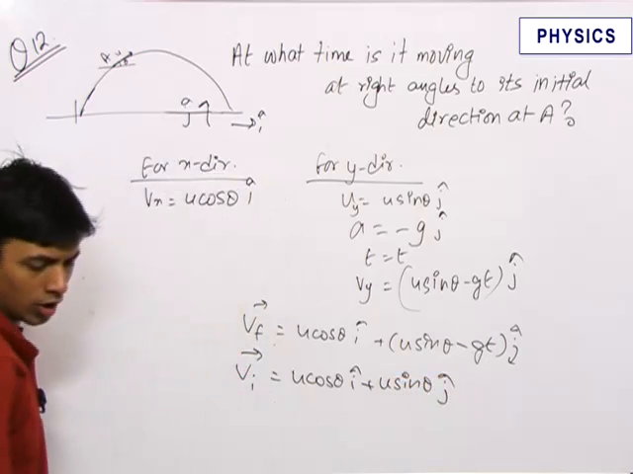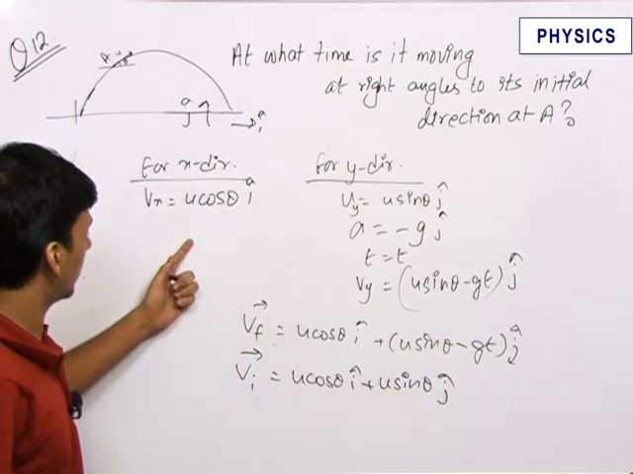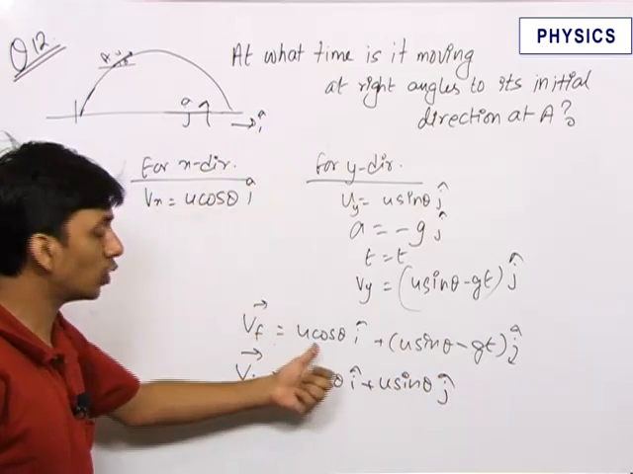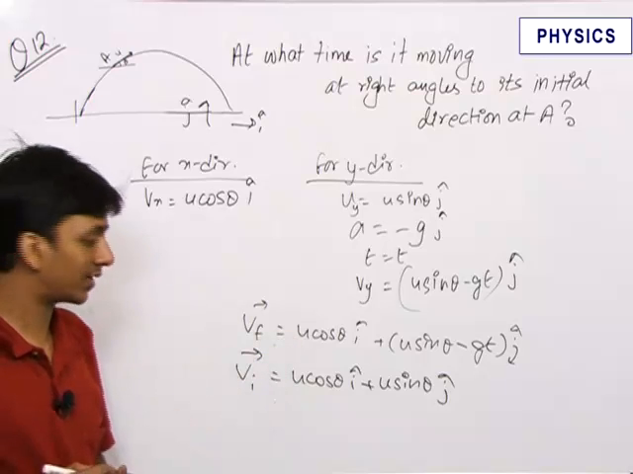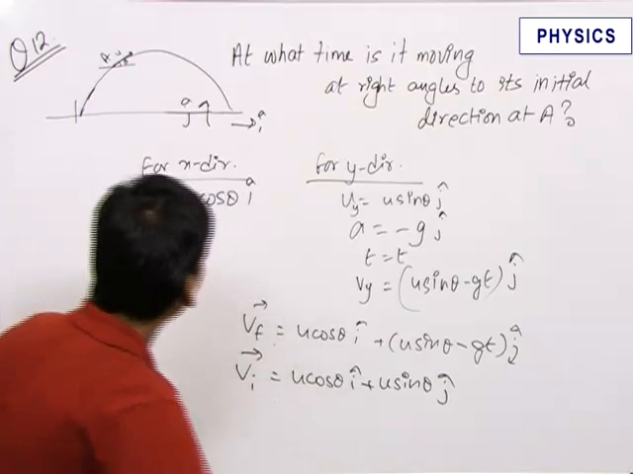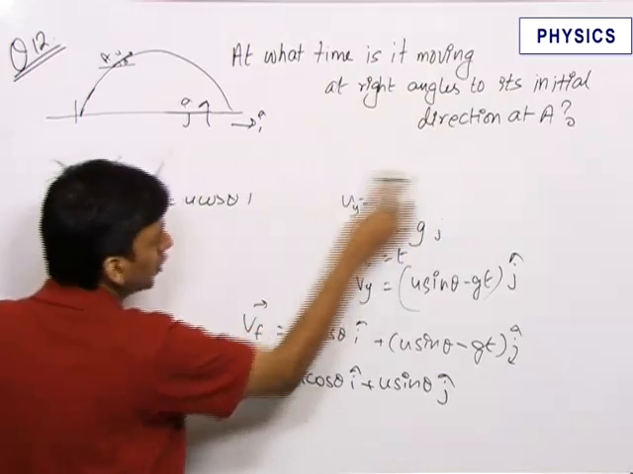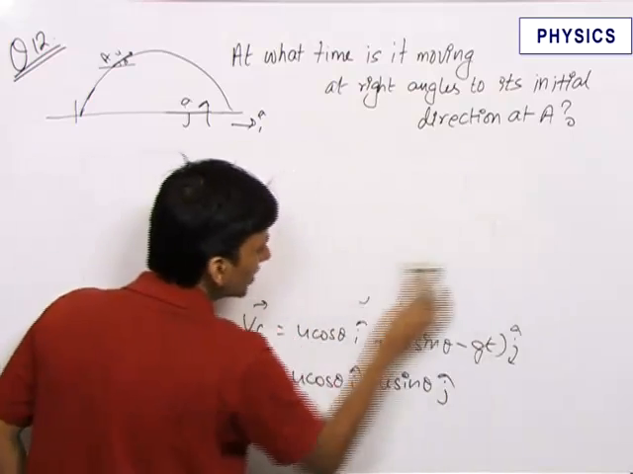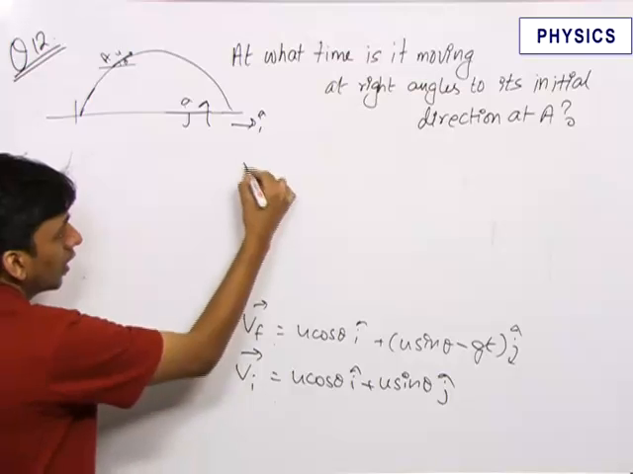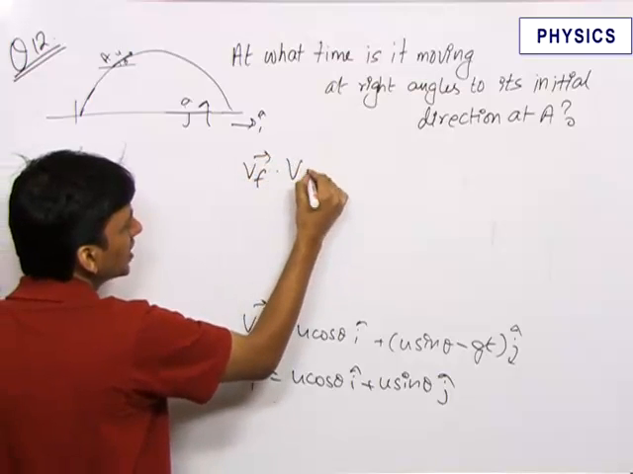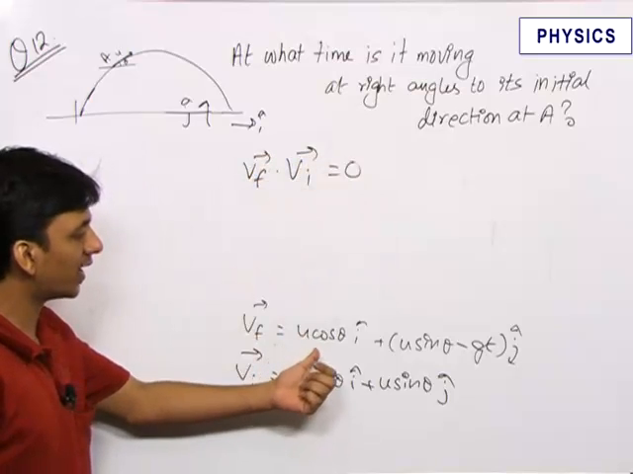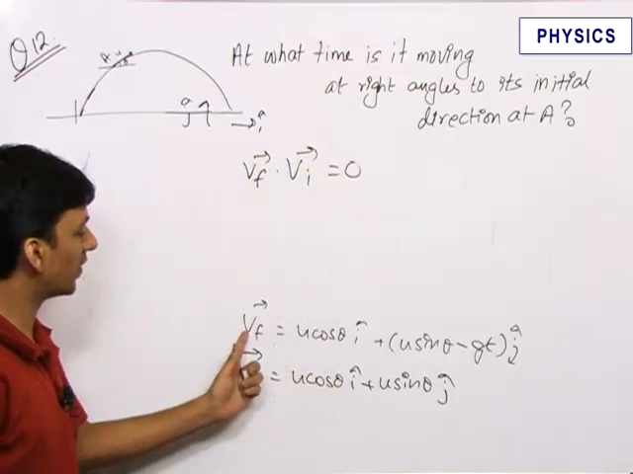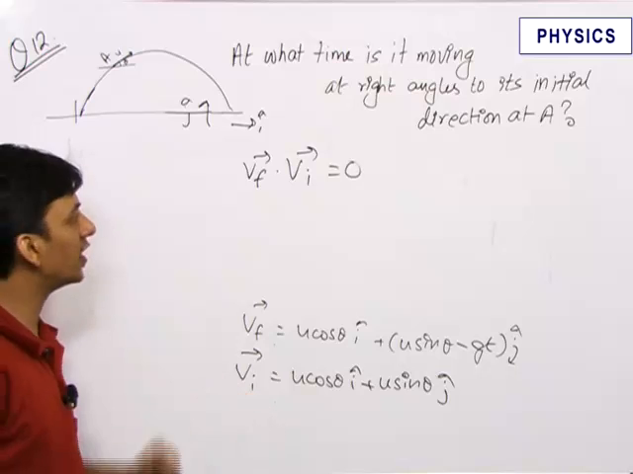Now we need the initial velocity vector, which was u cos theta i cap plus u sin theta j cap. Now we need to make this time equal to the time when the velocity vector becomes perpendicular to the initial velocity vector. So what we need to do is that we make the dot product of these two vectors to be 0. That is v final vector dot v initial vector equal to 0, because v final vector is the vector at the time when the velocity vector becomes perpendicular to the v initial vector.